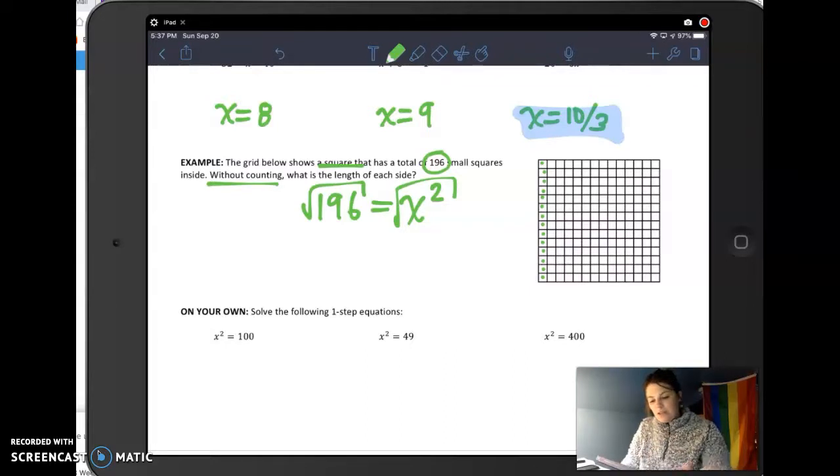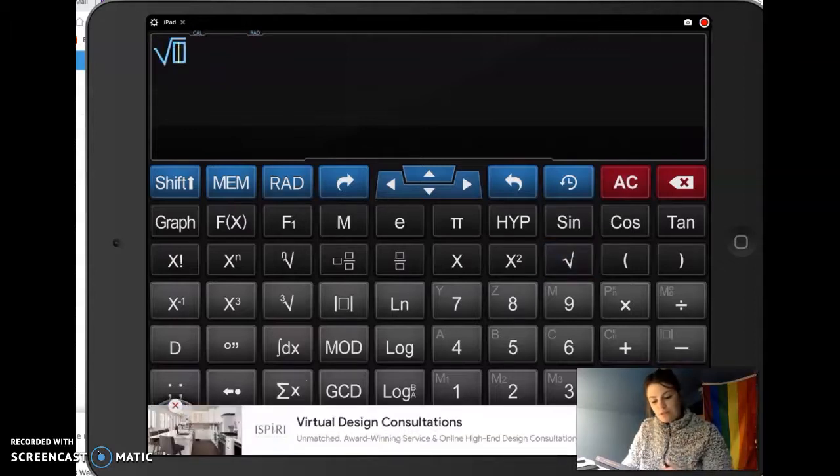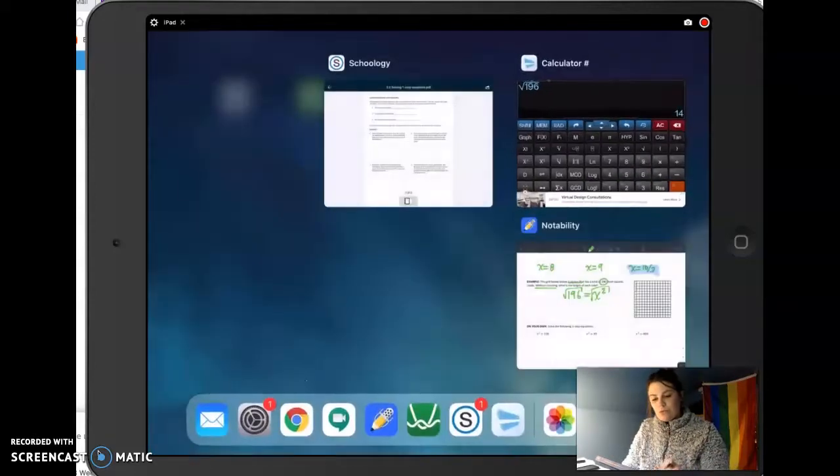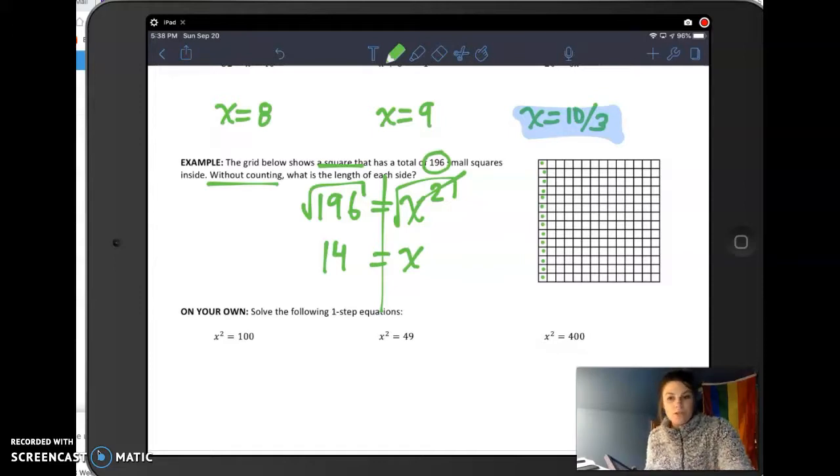I'll show you how to do that on your calculator. Go over to your calculator, and you're going to put the square root button in first, and then 196, and then press the equal button, and you get 14. So that's how you use your square root button on that calculator we did the tutorial for last week. I show that the square and the square root have canceled each other out, and I put my answer as 14 equals x.